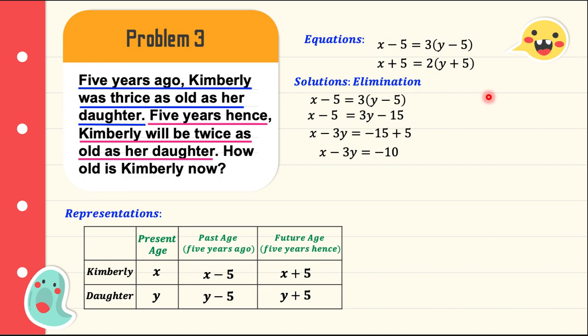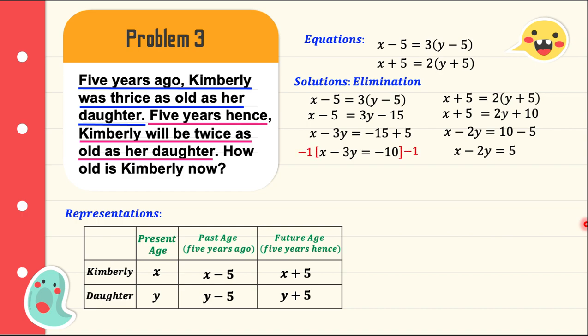After we simplify the first equation, the next step is to simplify the second equation and write it in standard form. Distribute 2, so we'll have now 2y plus 10. And then transpose, simplify. Our second equation now will be x minus 2y equals 5. So here, we have now two equations already written in standard form, and as you can see here, we can easily eliminate x by multiplying the first equation by negative 1.